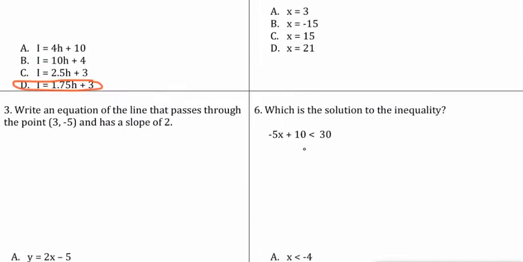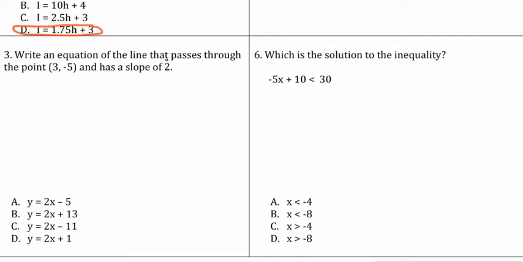Alright, question number 3. Write an equation of a line that passes through the point 3, negative 5, and has a slope of 2. So I can always start with y equals mx plus b to help me out when I'm trying to write an equation. And I need to just look at what I know. I know that the slope is 2, so that's my m. And then I also have a point, which gives me an x value and a y value.